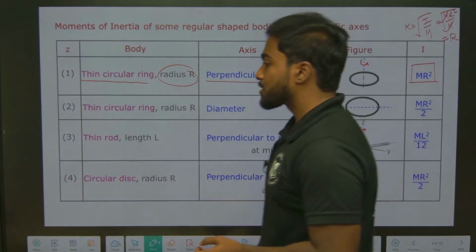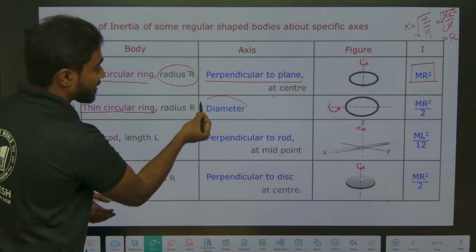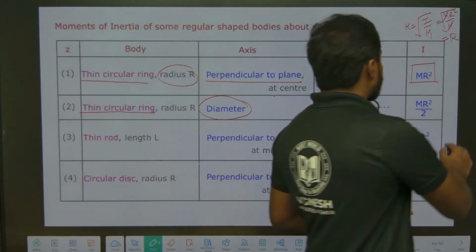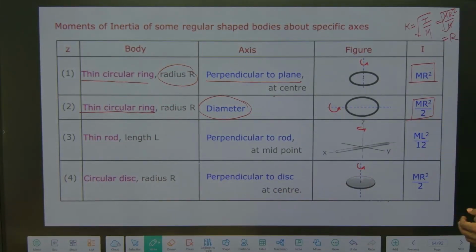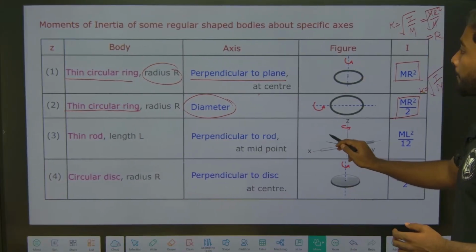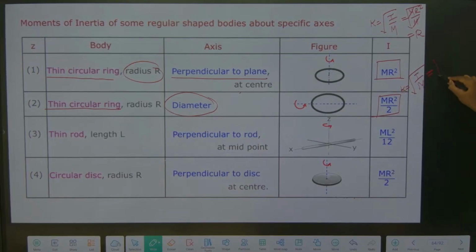Next, a thin circular ring, same, but the axis changes here, that is a diameter. So the formula is mr square by 2. Now the radius of gyration will be K equals root over I by m, so it will be equal to root over mr square by 2m.